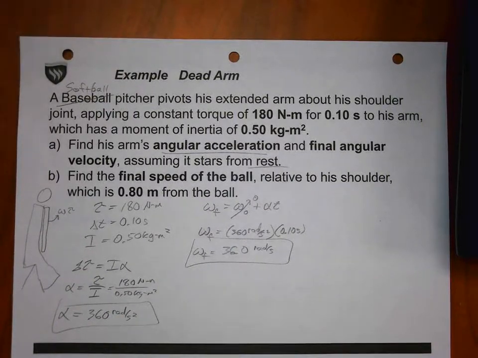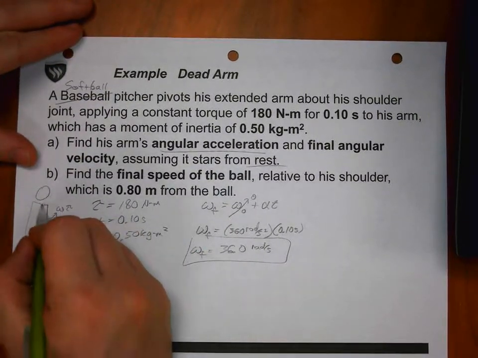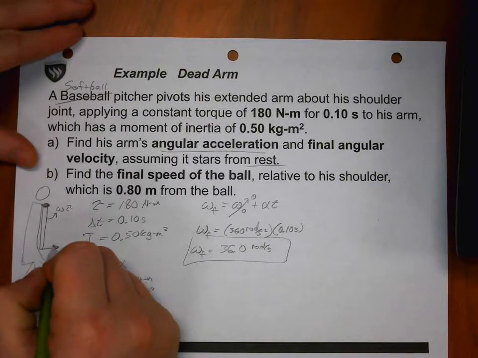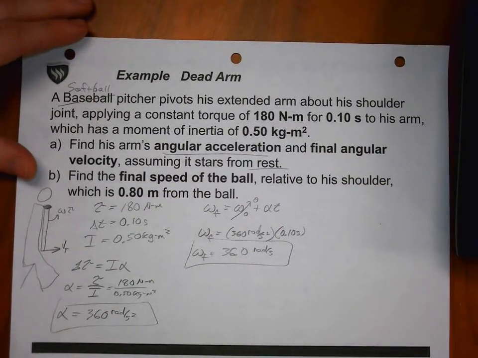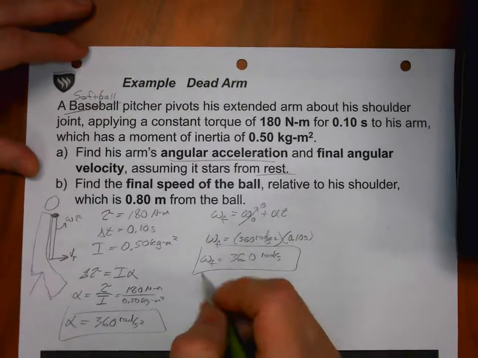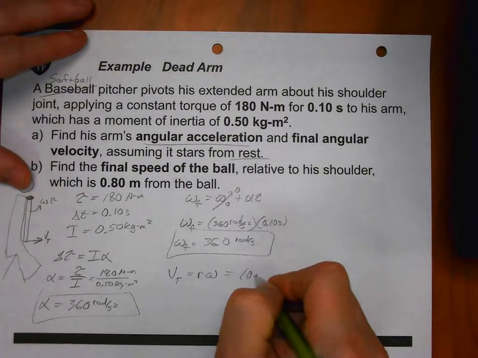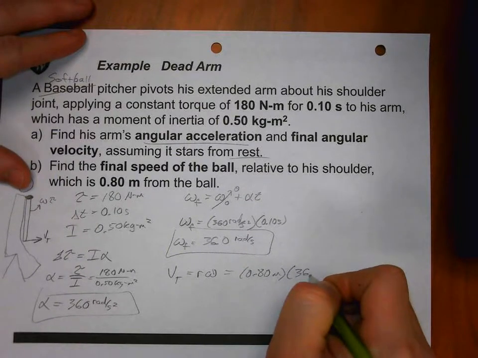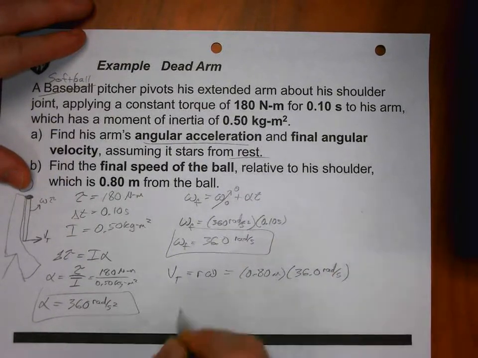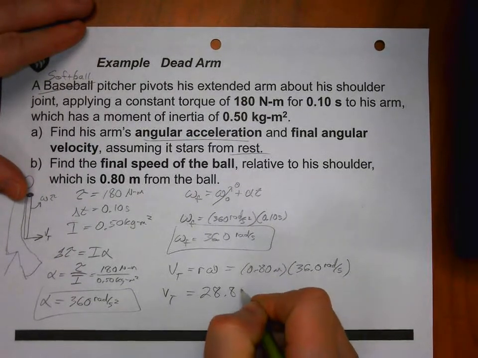So that's part A. Part B says find the final speed of the ball relative to the shoulder, which is 0.80 meters from the ball. So there's the shoulder, and we want to find this velocity tangentially. We know that v_t equals r omega. So that's just 0.80 meters times omega, which we just found, 36.0 rads per second. So the tangential velocity equals 28.8 meters per second.